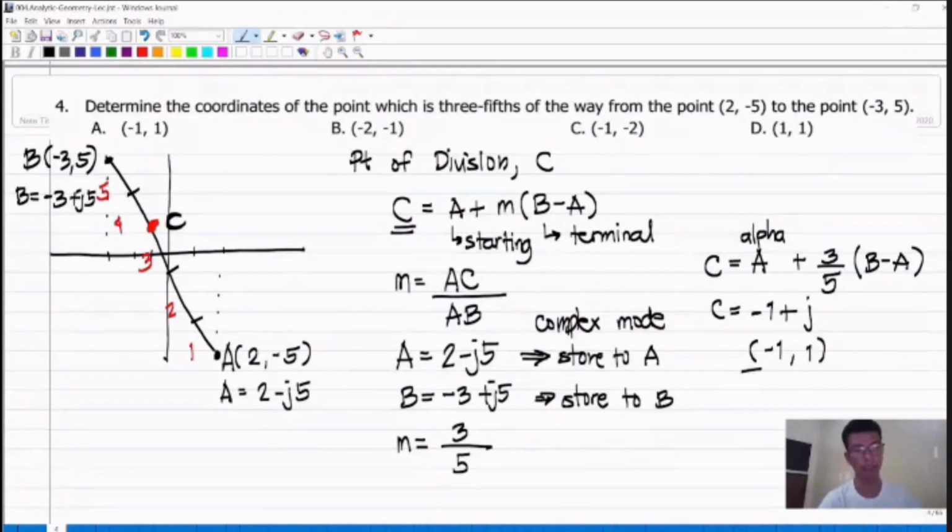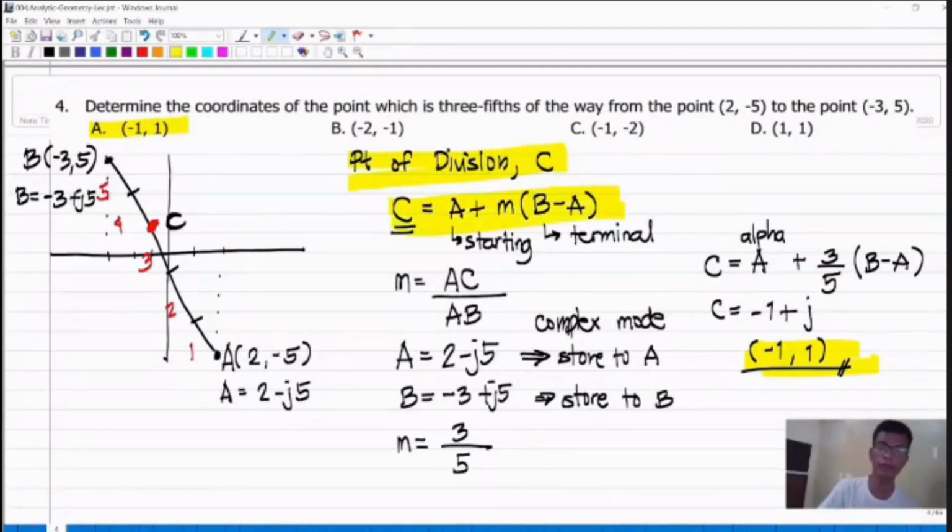So ano yung mga main points na dapat natin tandaan kung problem ay point of division? So unang-una yung formula na C is equal to A plus M times the quantity B minus A, wherein the A is the starting point, B is the terminal point, C is the point of division, and yung M is always the division A to C divided by A to B.